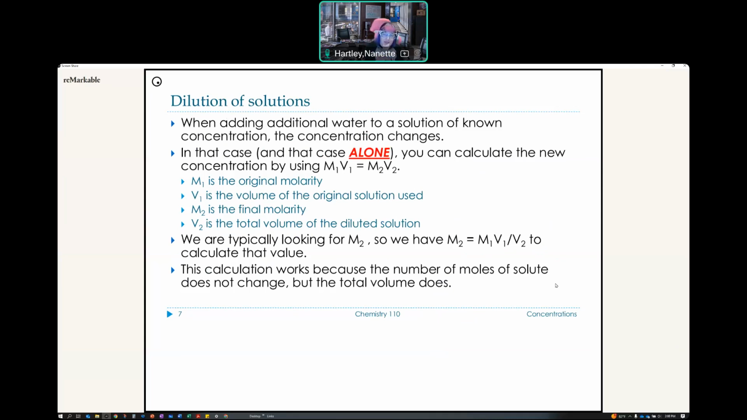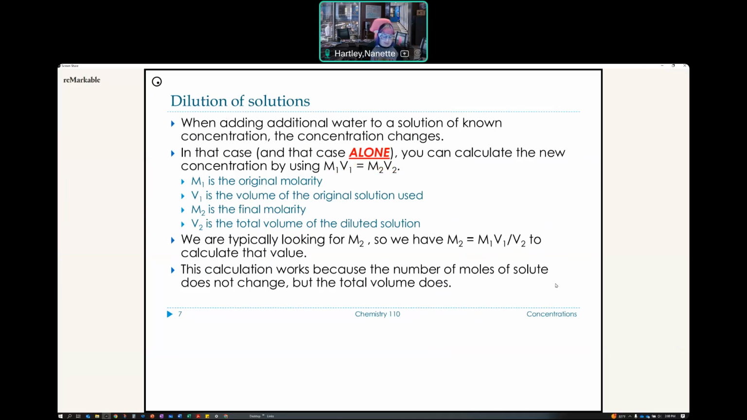Okay. So in that case, we can use this M1V1 equals M2V2, where M1 is the original molarity, V1 is the original volume, M2 is the final molarity, and V2 is the final volume. Okay, and in that case, we know that the original molarity times the original volume is the number of moles. The final molarity times the final volume is the same number of moles, because I haven't added any more material to this. So it still has to be the same number of moles. Okay, so it has to be equal.